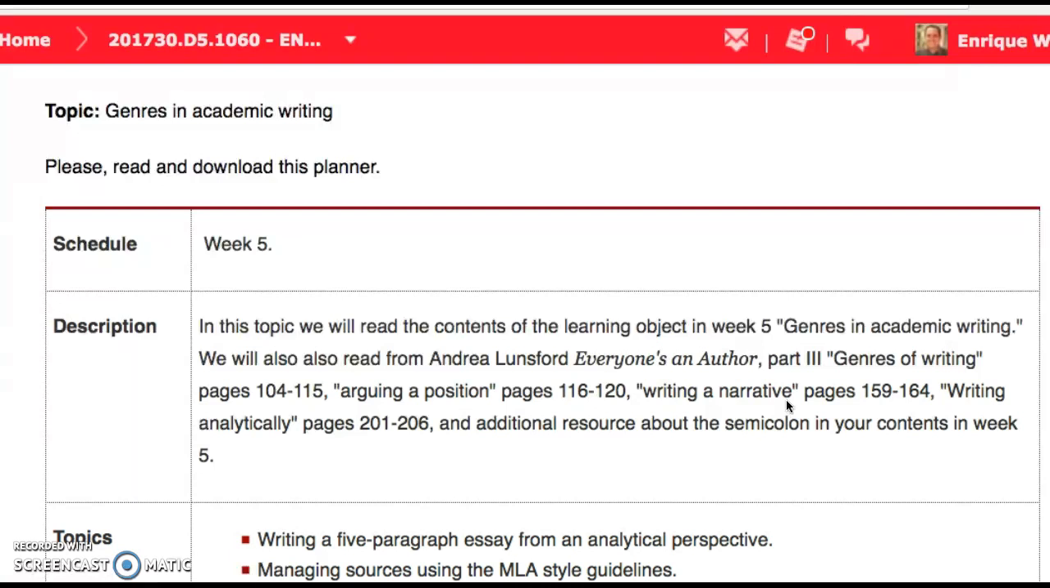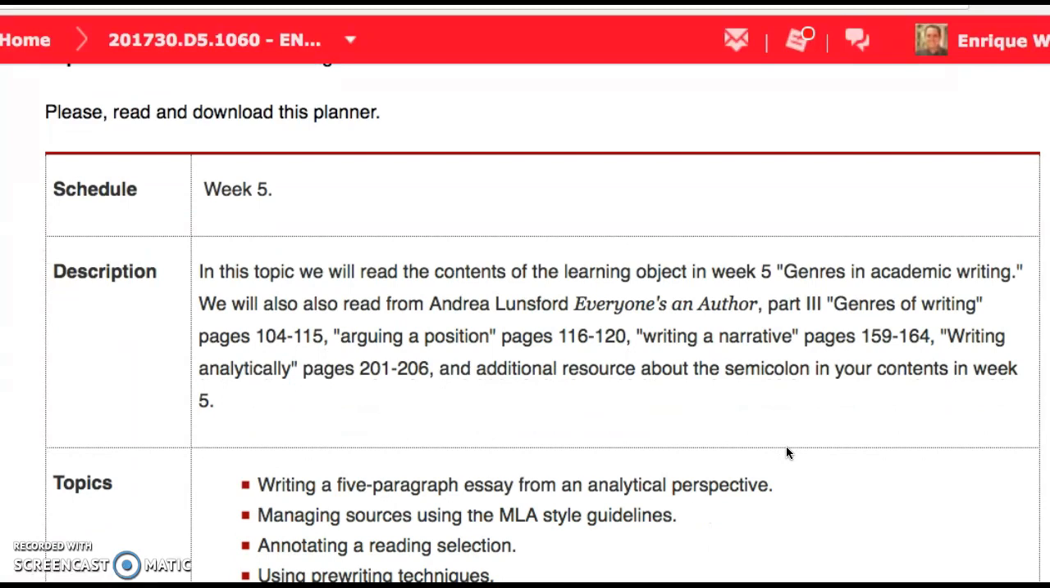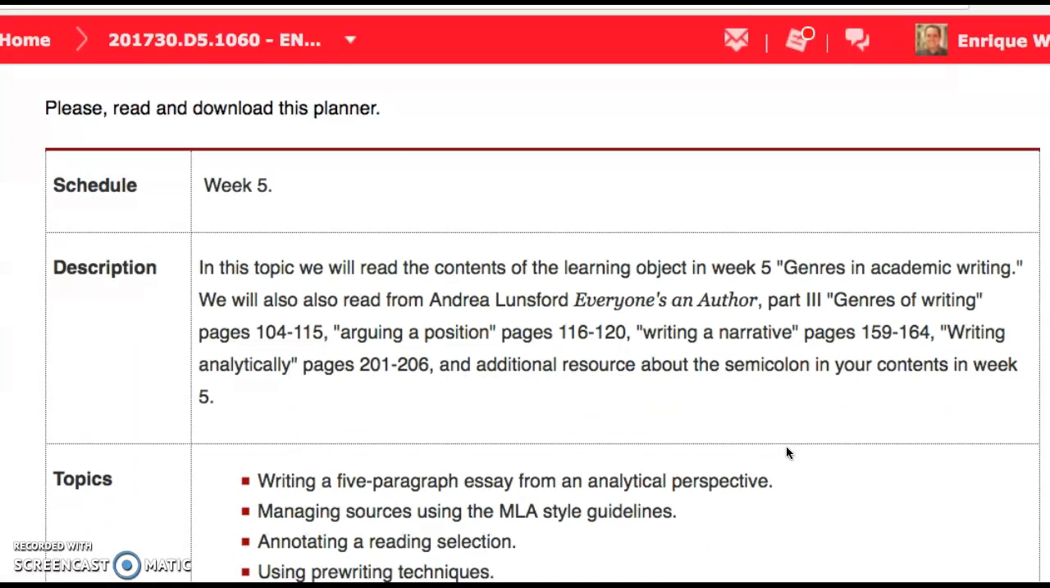I give you the pages from Lansford's book. She names the section Writing Analytically, and the introduction goes from page 201 through 206. And you also have to study an additional resource on the semicolon, which is the typical language corner part that you do in order to complete the self-assessment exercises.